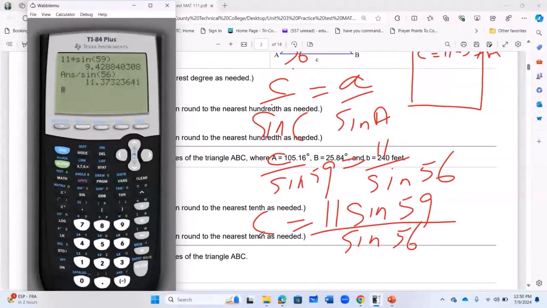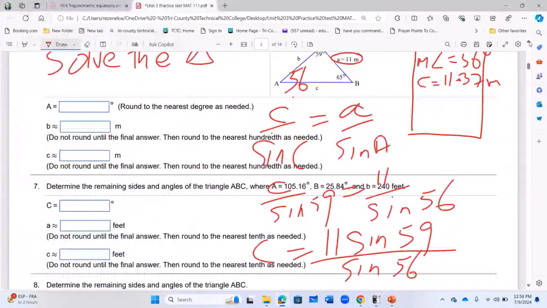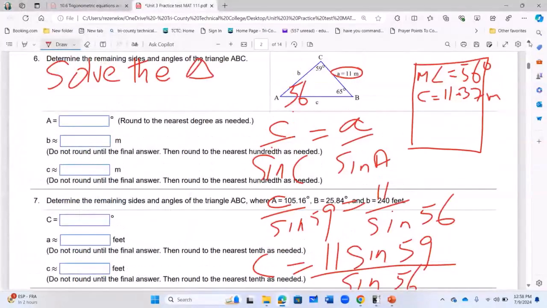Let me look. Those two answers look the same. Almost 11.37. Did I find C twice? I'm not supposed to find C twice. I should be finding B. No wonder, because I got the same answer. Sorry, I should be looking for B. No wonder I got the same number. I was wondering. All right, so I'm looking for side B.